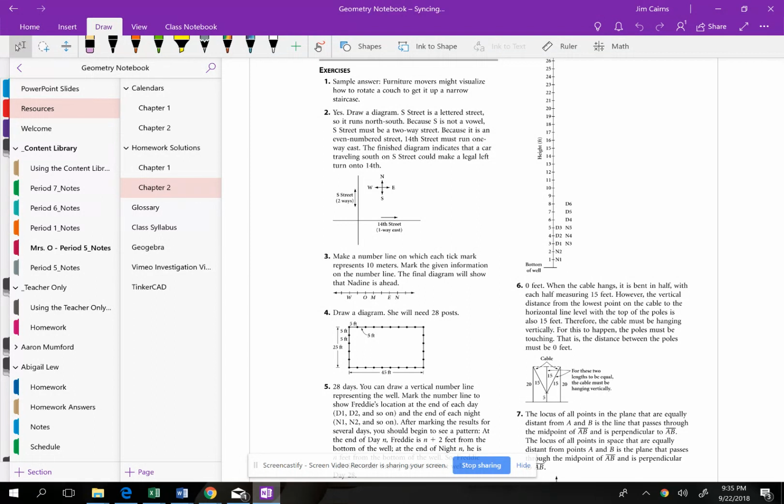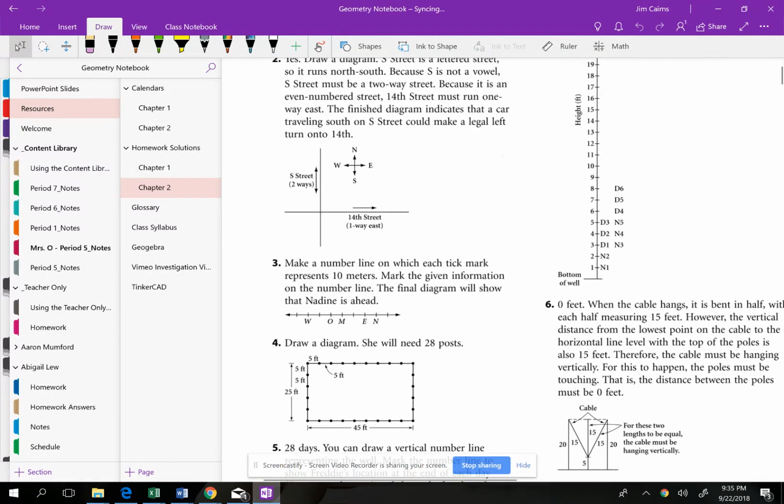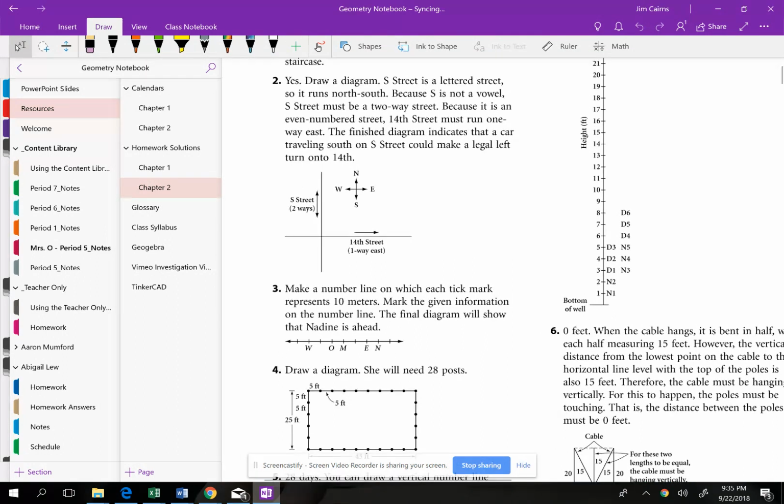Number 2, you're going to take a legal left turn. Yes, number 2, the answer is yes.